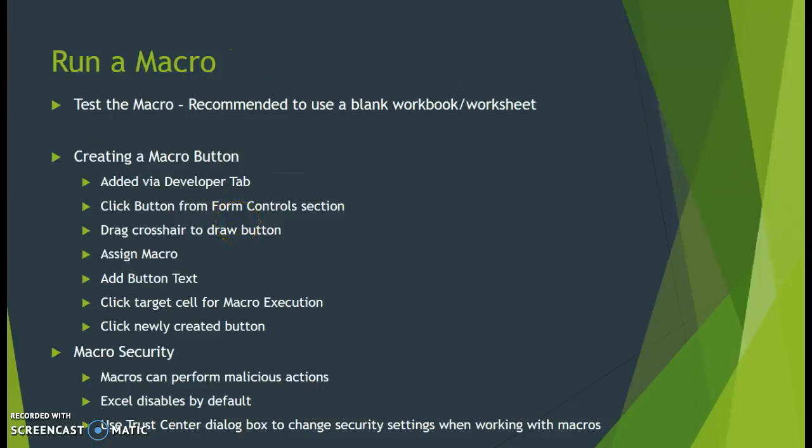We're also going to look at running a macro. The best recommendation is to test the macro before you put it out there in production. So run it on a blank workbook or a blank worksheet. Make sure that you verify that it works as designed. We're also going to look at creating a macro button. And basically, this macro button is going to be tied to that macro that we create. So whenever we click on a cell and we click that macro button, it's going to essentially run that macro.